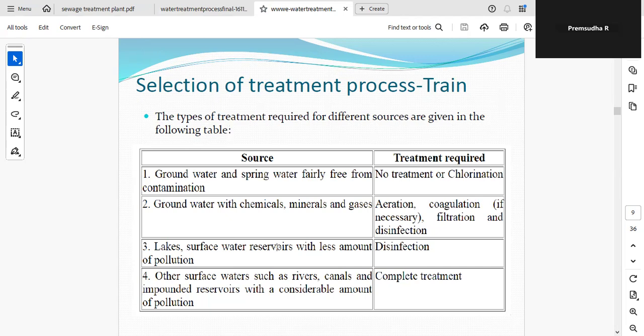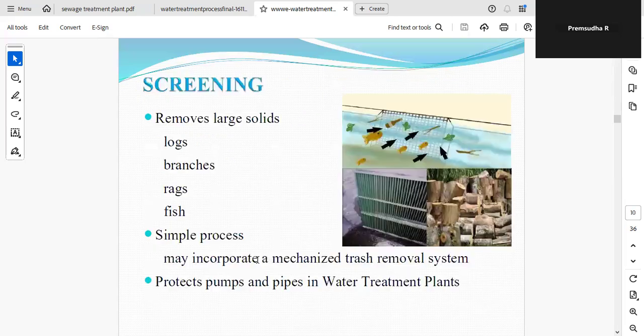Lakes, surface water, and reservoirs with less amount of pollution, only disinfection is sufficient. In other surface water such as river and the impounded reservoir with considerable amount of pollution, complete treatment is required. That means river, canals, and reservoir water need complete treatment.